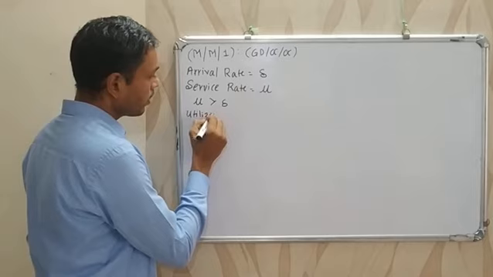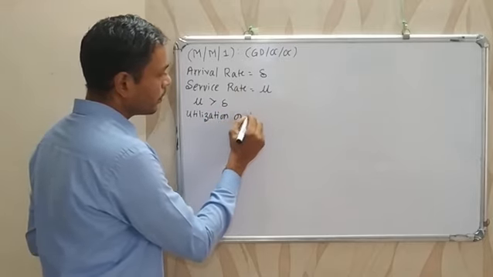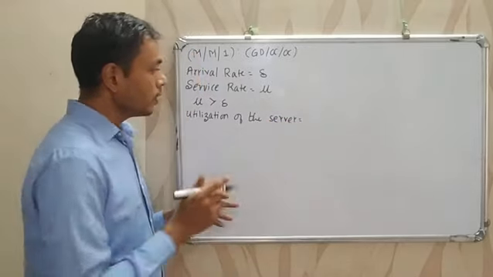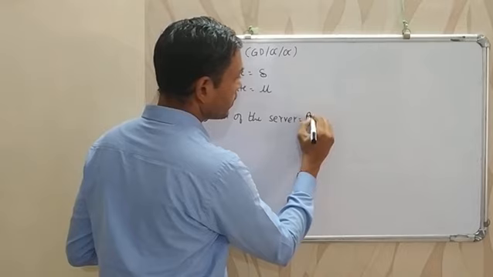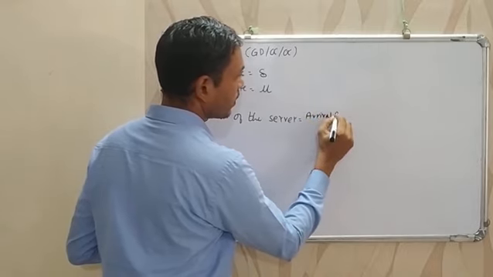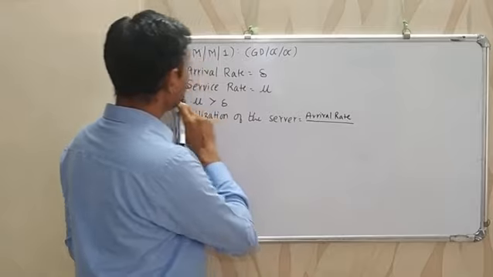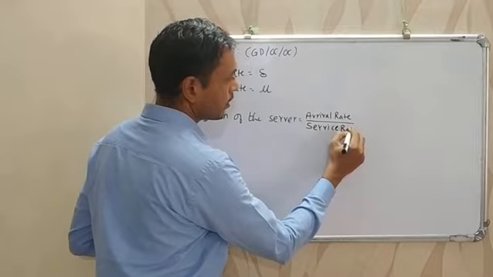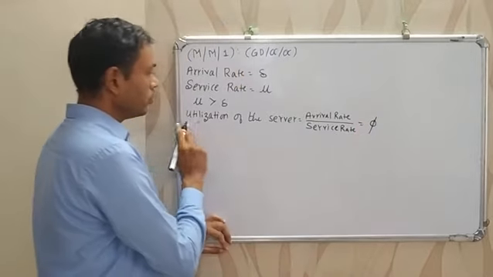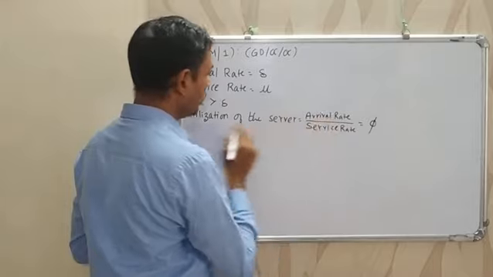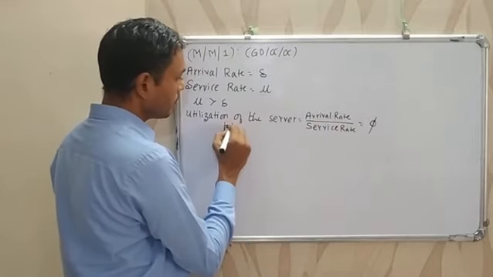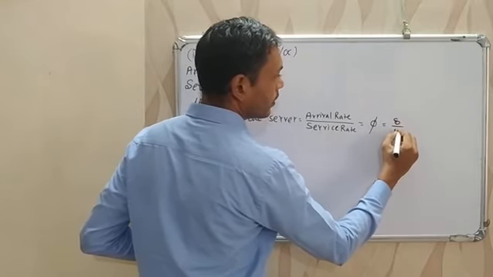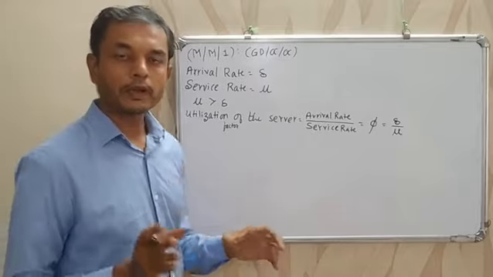We can say that utilization of the server is arrival rate divided by service rate. Let's say utilization of the server, or utilization factor, is pi, equal to delta by mu.